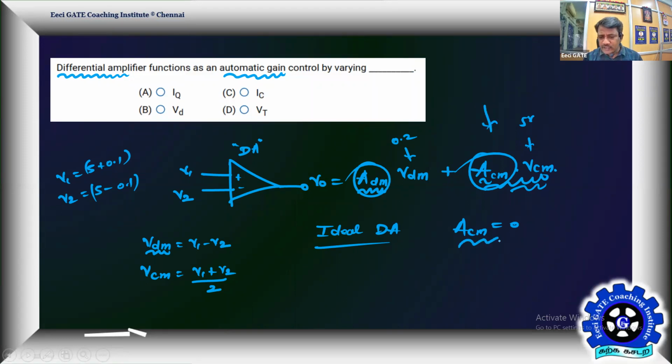So an ideal DA should have complete common mode rejection capability. That's what we call the common mode rejection ratio, shortly CMRR. This is given by ADM by ACM. ACM can be positive or negative, therefore let us go with the modulus. So we are expecting this number to be infinity. That's a very good difference amplifier.